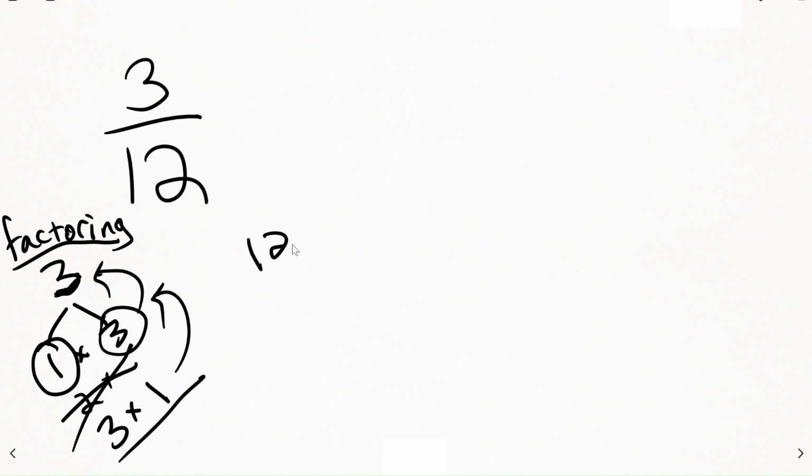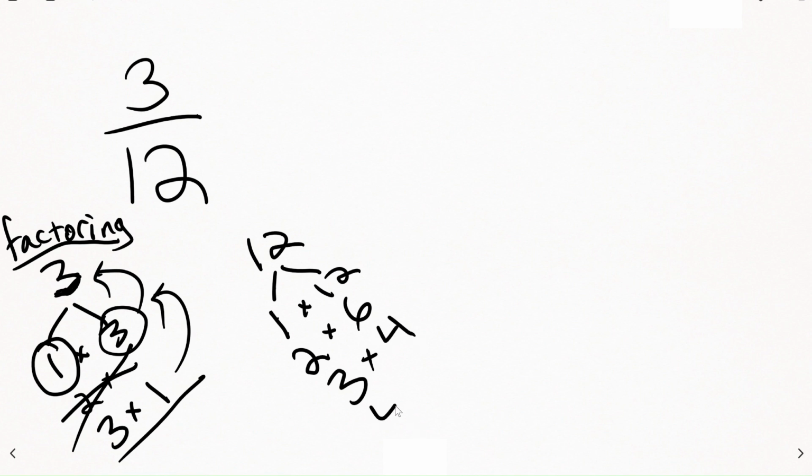Now let's do this for 12. What numbers can divide into 12? So we know 1 goes into everything, and it's that same number. So 1 times 12 is 12. What about 2? How many times does 2 go into 12? Well, 6 times. 2 times 6 is 12. Does 3 go into 12? Yes, it does. 3 times 4 is 12. And so that means 4 goes into 12, because 4 times 3 is 12.